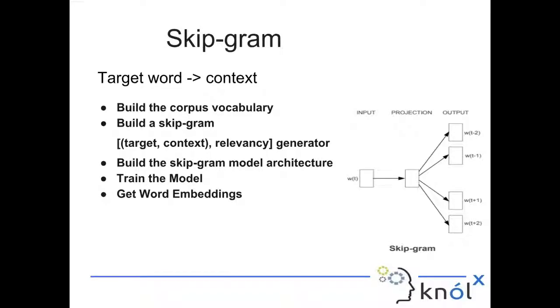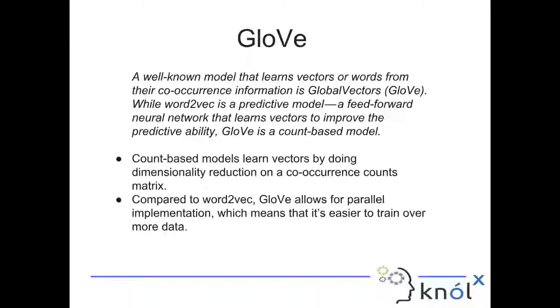So it creates that sort of data, and then we create a model for that. We train the model, and then we get the word embeddings. And from the word embeddings, whatever operations we want to do, we can do with it. Now there's one more model that I have, which is GloVe.